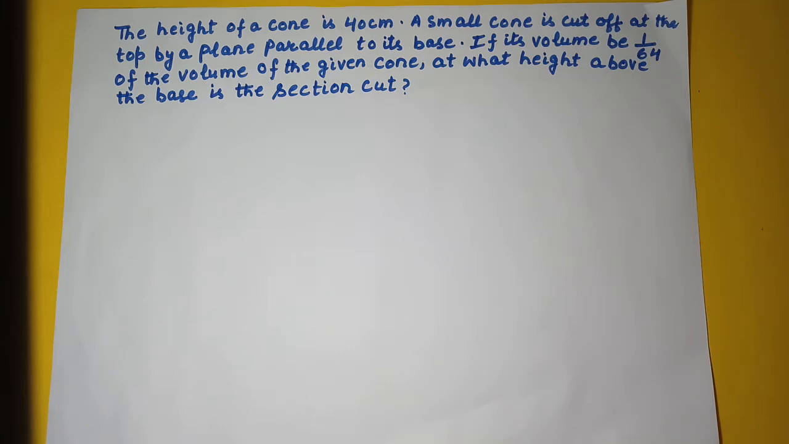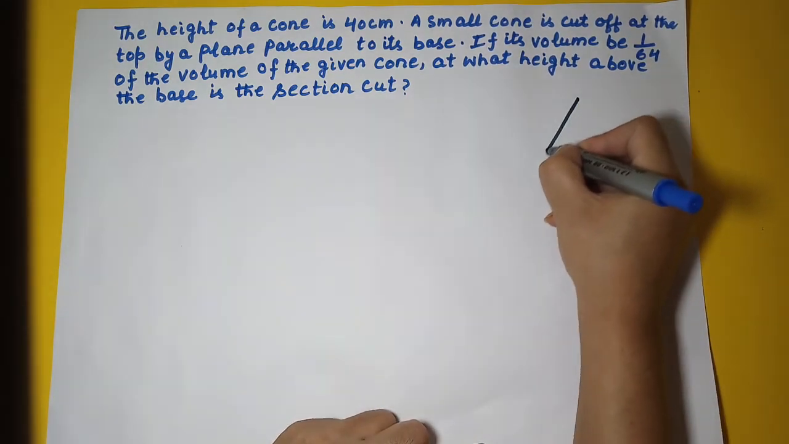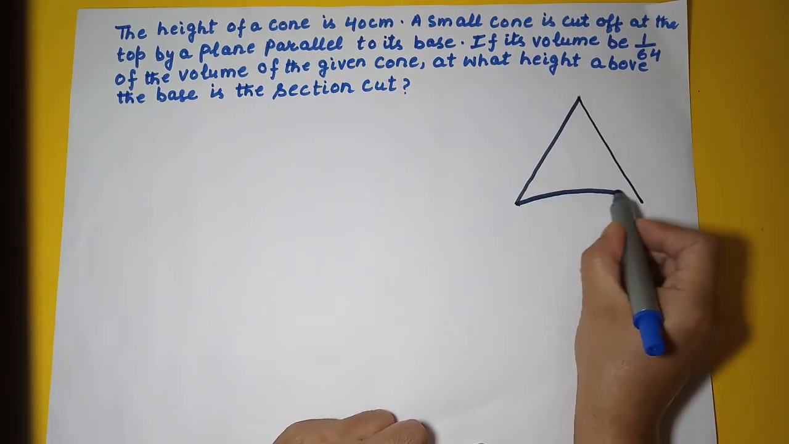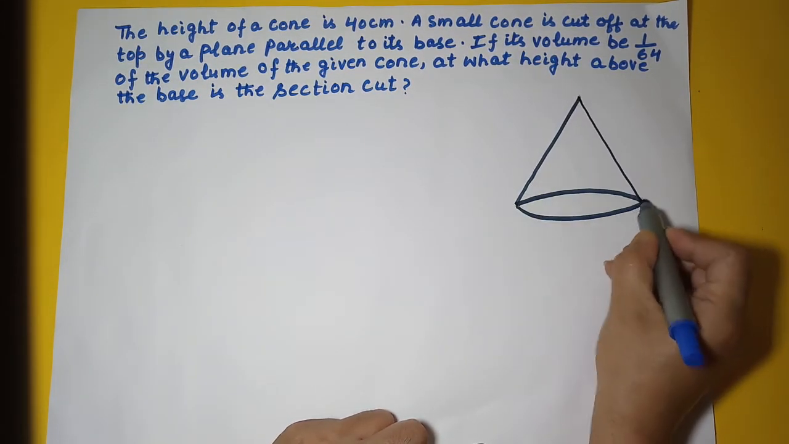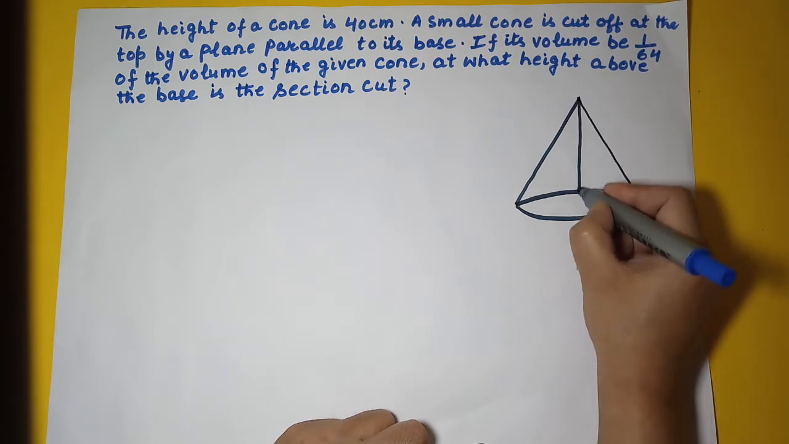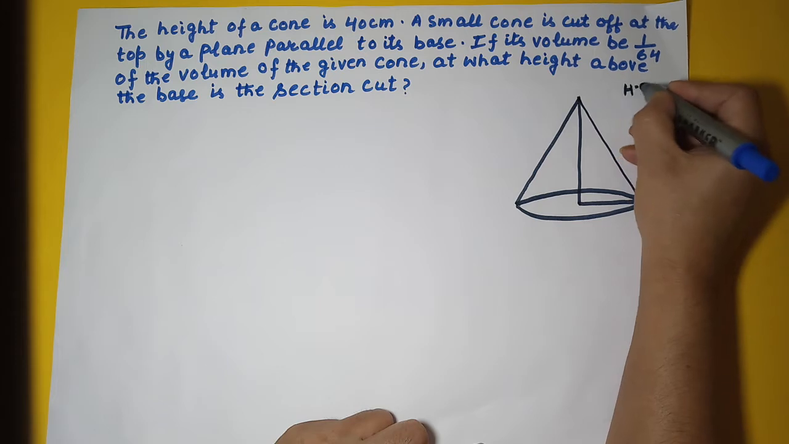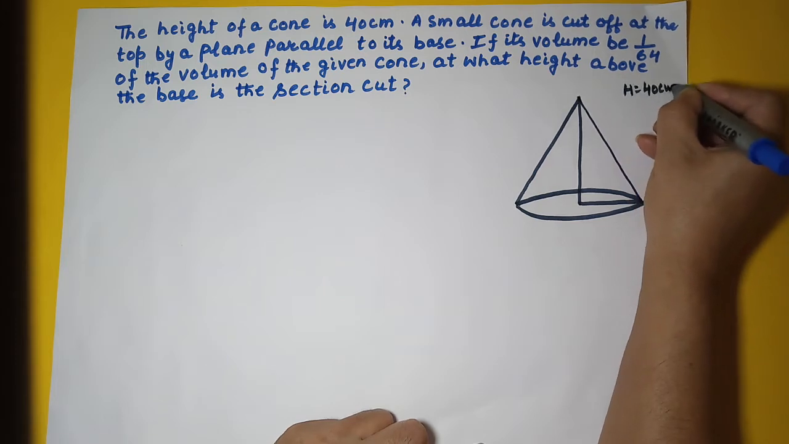We are continuing with cone in this video also. Now he's saying that the height of a cone is 40 centimeters. So we have a cone like this, and the height of this cone is 40 centimeters. So we can say that capital H is 40 centimeters.